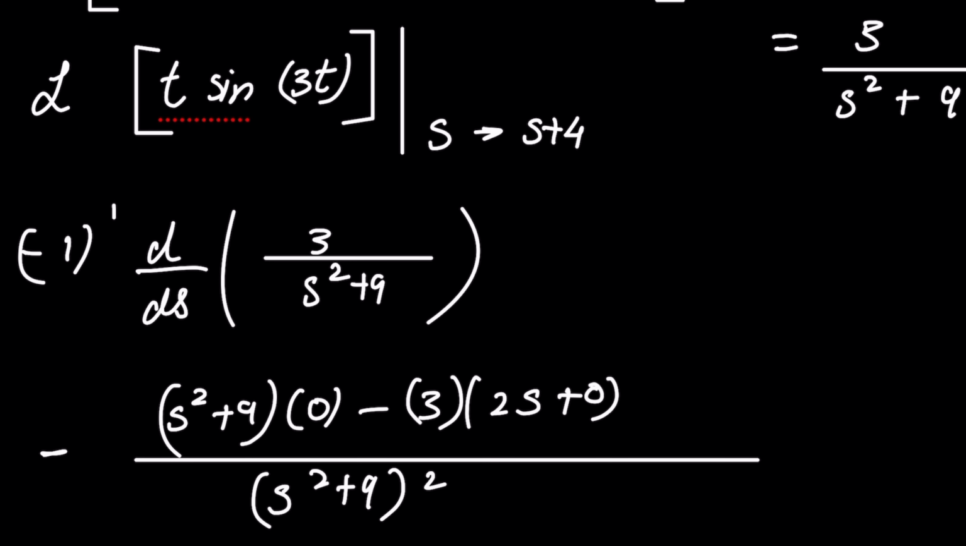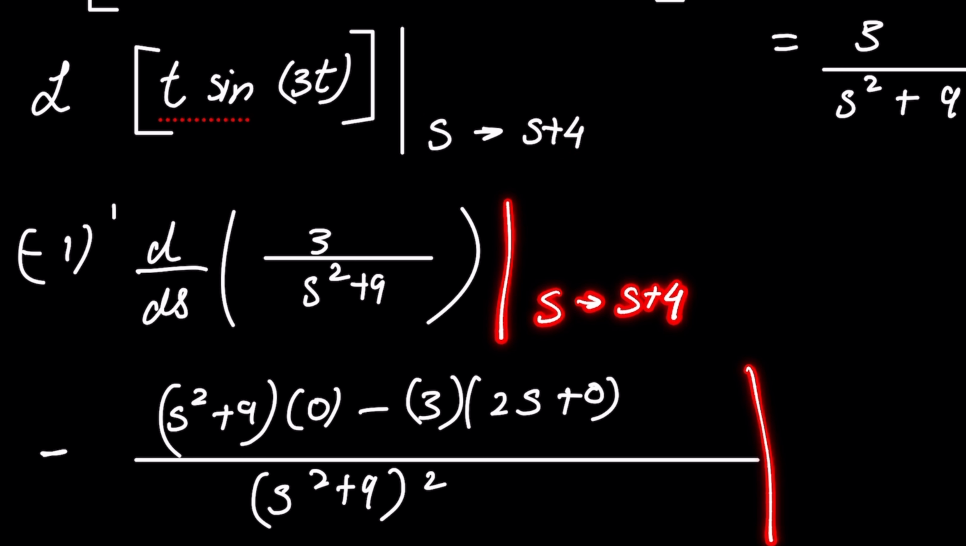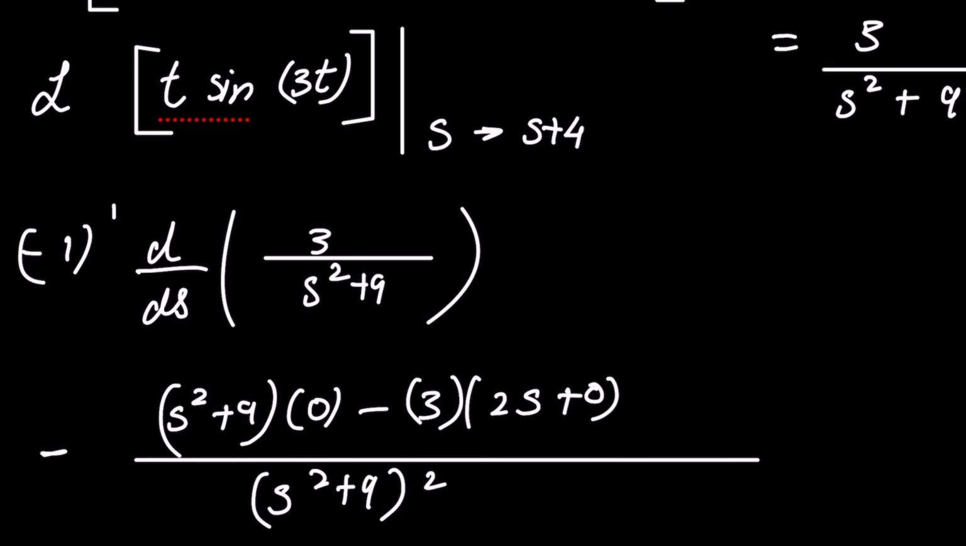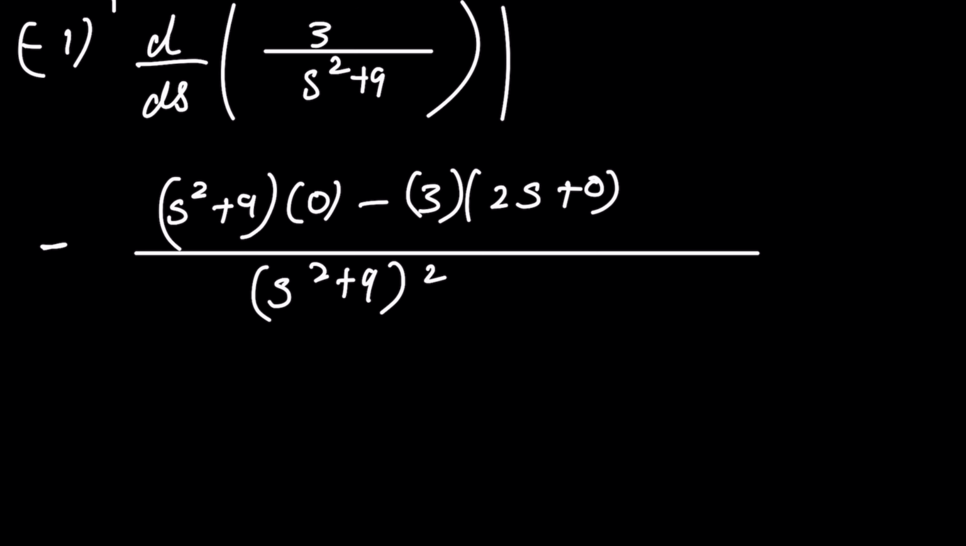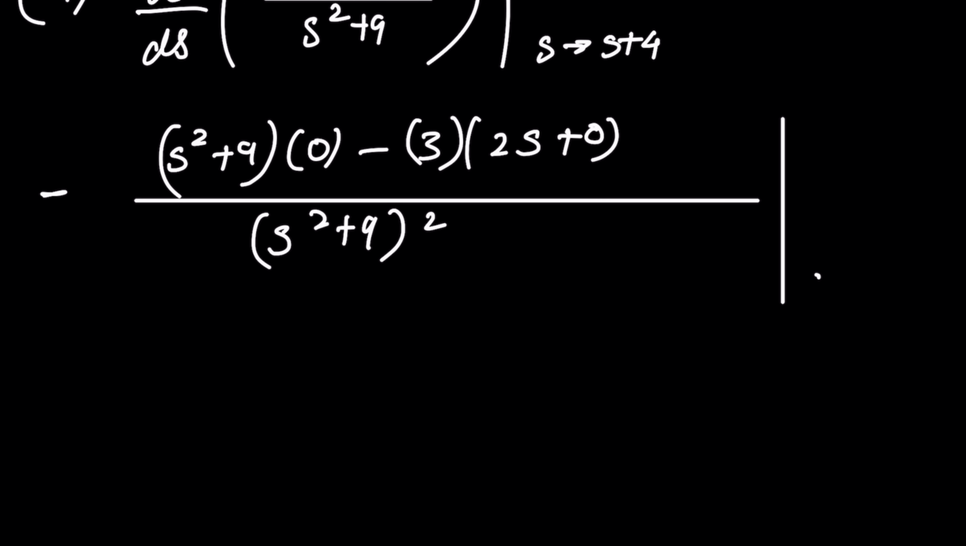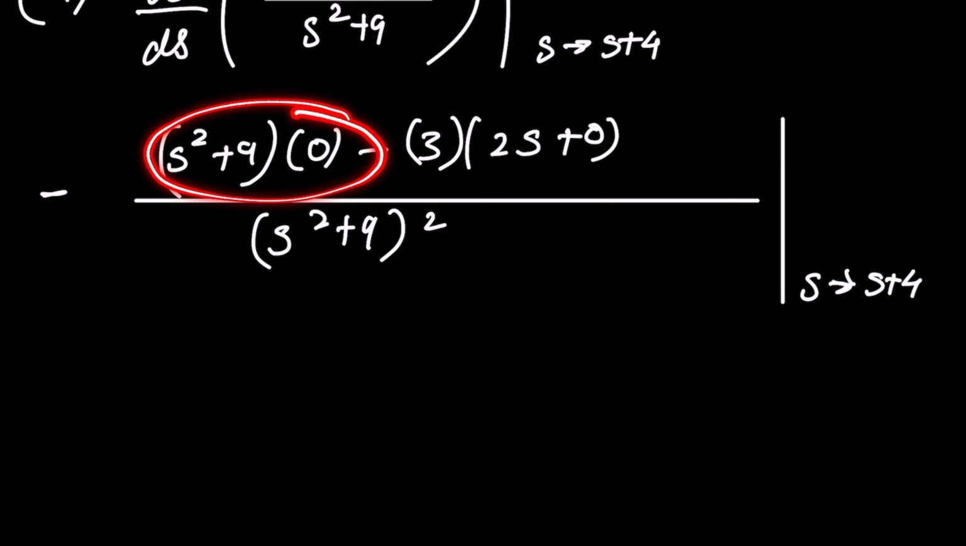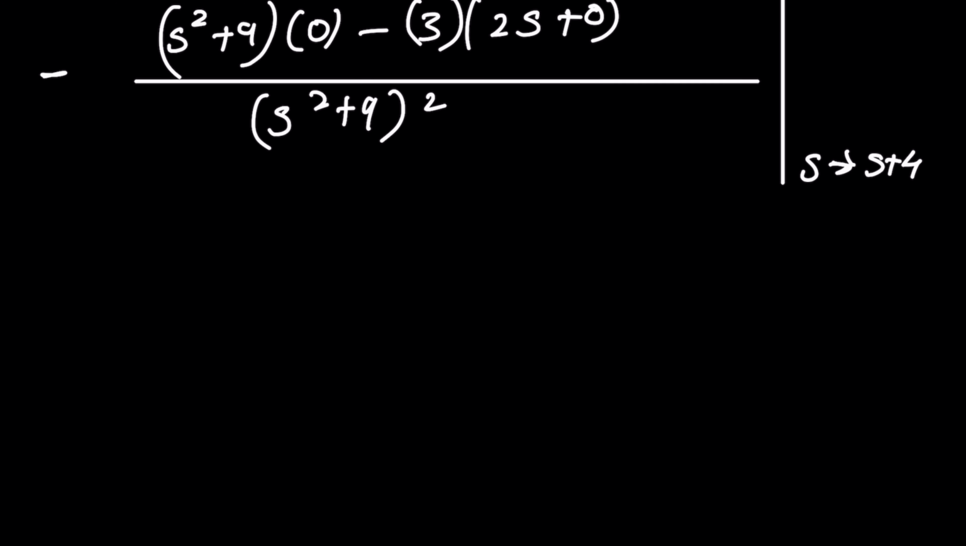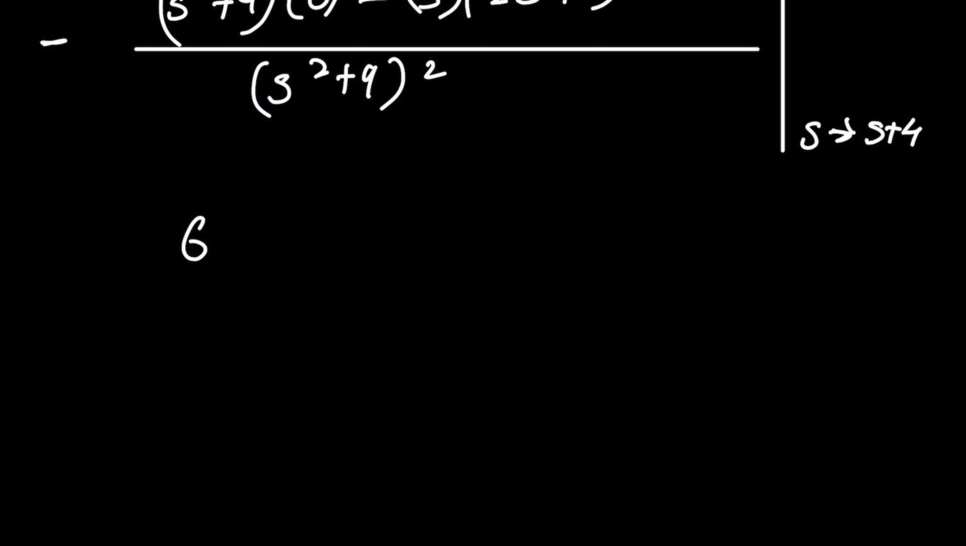now here you can see that we had written s approaches s plus 4. Similarly, we will also be writing here s approaches s plus 4, and here s approaches s plus 4. So this term becomes 0, leaving us with this. So we will be writing our final answer like this.